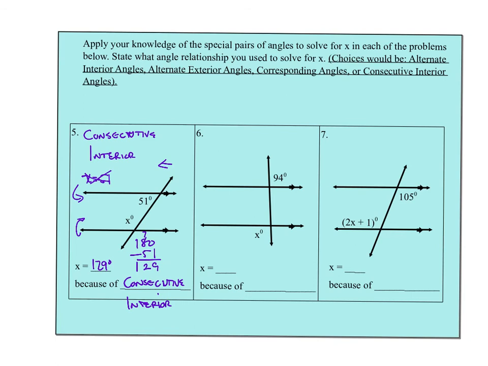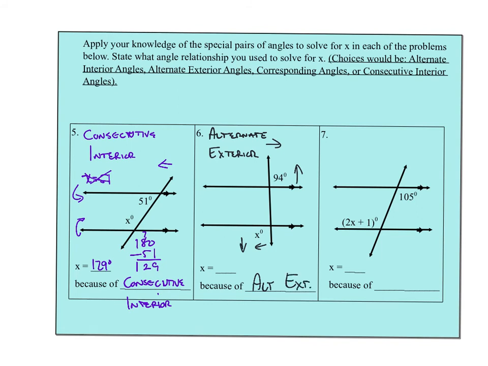Now for number 6, let's look at where they are. Okay, they're on the exterior. They're on outside the lines. Okay, and they're on opposite sides of the transversal. Okay, so that makes them alternate exterior. So they're alternate exterior, and I'll shorten that up down here.